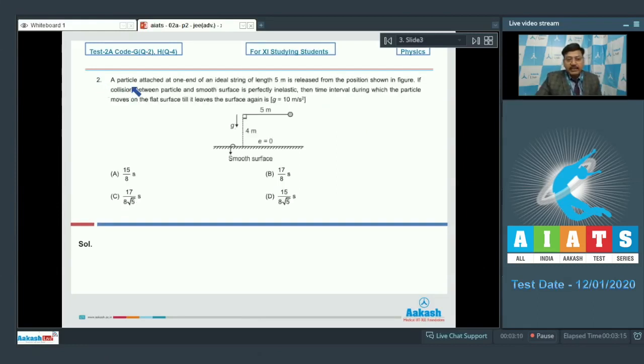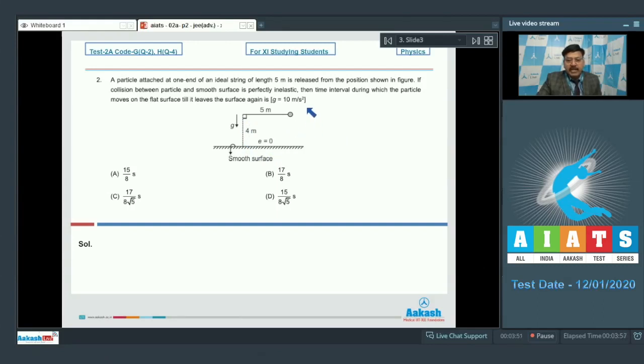Question 2 says a particle attached at one end of an ideal string of length 5 meter is released from the position shown in figure. If collision between particle and smooth surface is perfectly inelastic, then the time interval during which the particle moves on the flat surface till it leaves the surface again is, and g is 10 meter per second square. This is the figure that's given to us. This is the initial position. The length of string is 5 meter and the floor is at a distance of 4 meter from the fixed end of the string, and for the collision the value of e is 0.